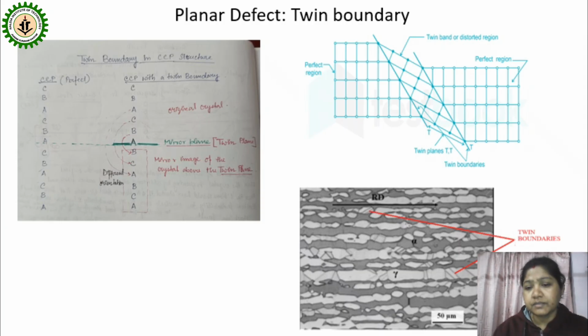This is the same picture given to you. Now you can see here there are lots of twin lines. You can see lots of lines here, and these are nothing but twin boundaries.